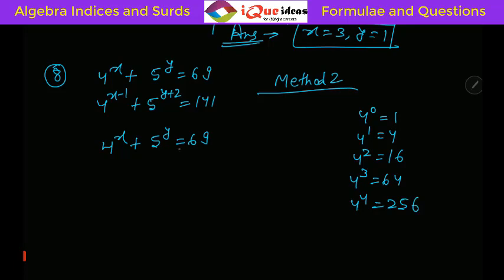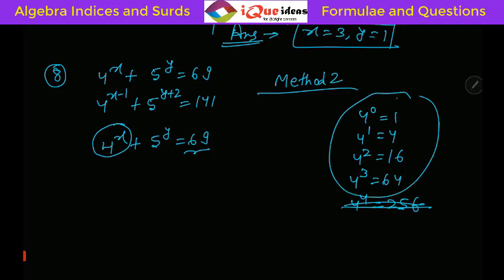Now if you look at this here, 69 is the maximum value. So 4 raised to x has to be lesser than 69. That means 256 will not be useful for this equation. But here the value of 4 raised to x can be any one of these things, that is 1, 4, 16 and 64. Let's put one by one. If I put 4 raised to x as 1 plus 5 raised to y equal to 69, from here we will get 5 raised to y as 69 minus 1, that is 68. Now 68 is not a power of 5, so we will not get a suitable value of y here.